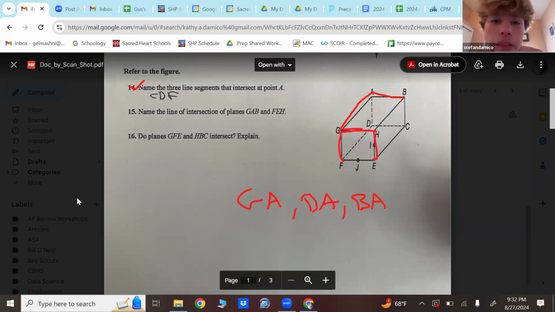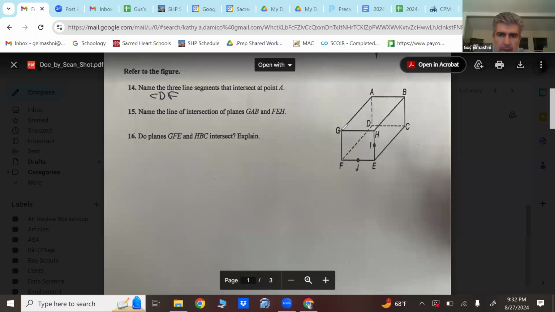Actually, let me change colors. So plane GAB could be thought of like this. I'll go to blue. And plane FEH could be thought of like this. So GH is where they intersect. That's what they have in common. And it explains GFE.